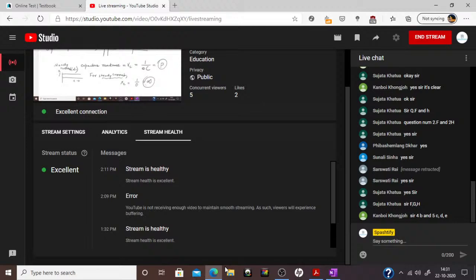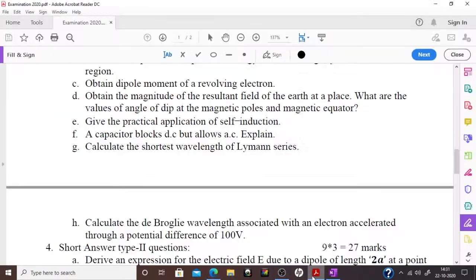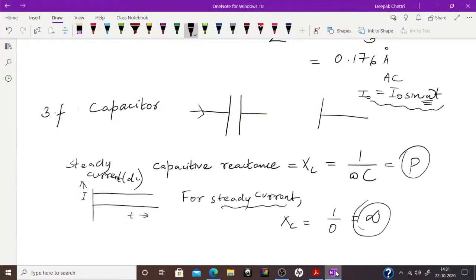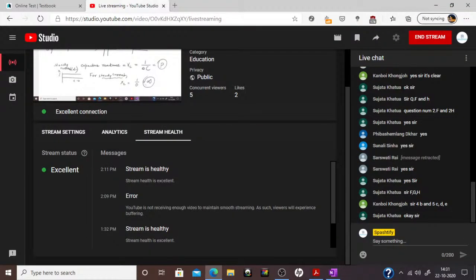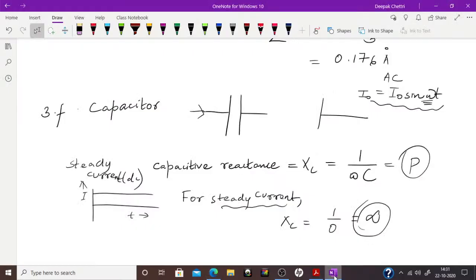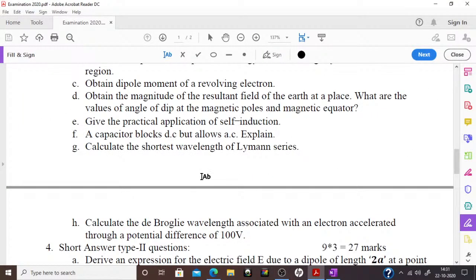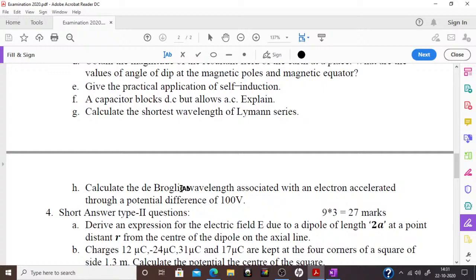Question number F is clear or no? Okay, so that is question number F. Then question number G: calculate the shortest wavelength of Lyman series.